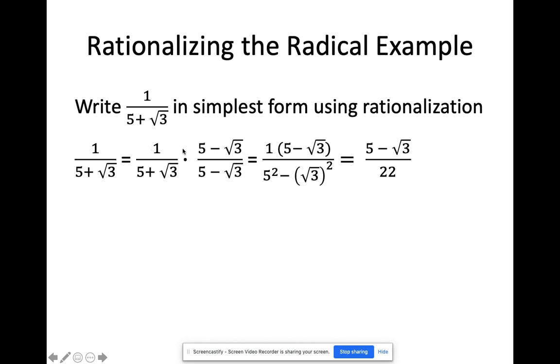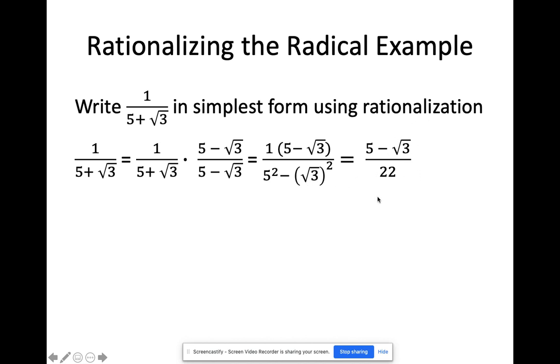So 1 times 5 minus square root of 3, which is actually the ones in here. Okay, and that ends up to be the same thing because it's times 1. And then remember, this is opposites, difference of two squares. So it's going to be 5 times 5, that gives 5 squared. And square root of 3 times square root of 3, that's going to be square root of 3 squared. Now, square root of 3 squared is just simply 3. 25 minus 3, that gives me 22. So this is my final answer.